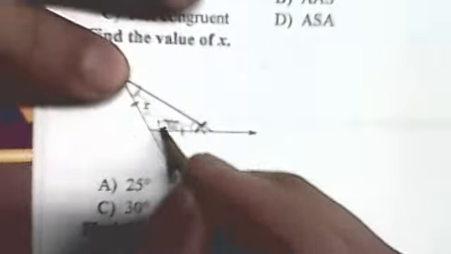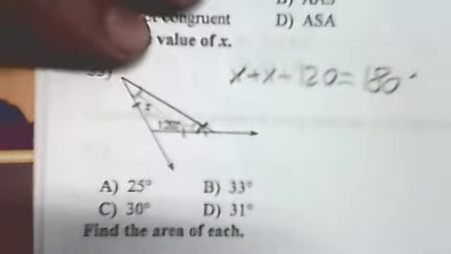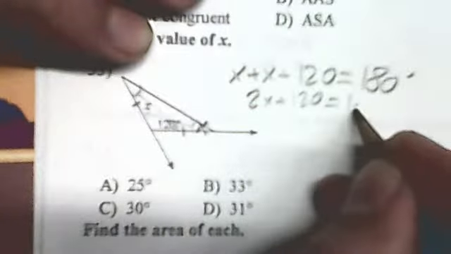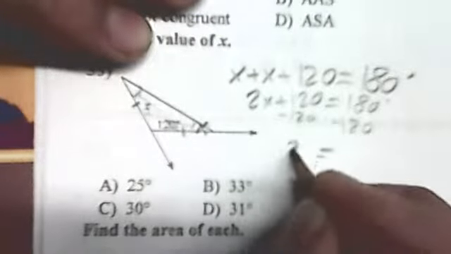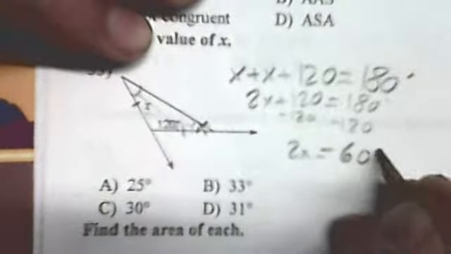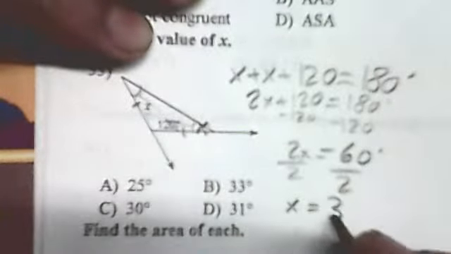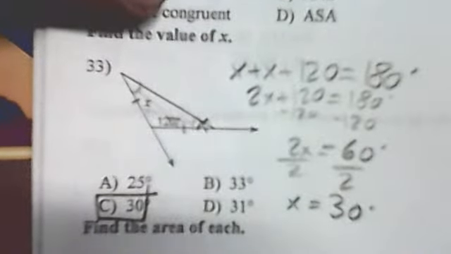So I know that X plus X plus 120 equals 180. That's how you get the angles in a triangle. So really we're just studying the idea of an isosceles triangle here. So x plus x makes 2x, and then we get 2x plus 120 equals 180. Subtract 120 from both sides, and we get 2x equals 60. And then if you divide both sides by 2, you should see that x equals 30. And this is an answer right here, okay?